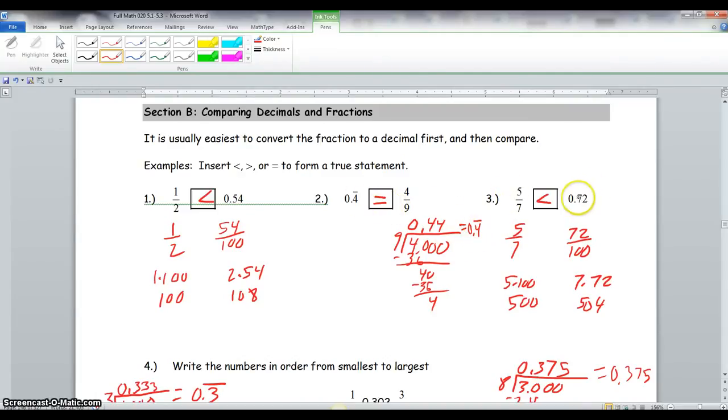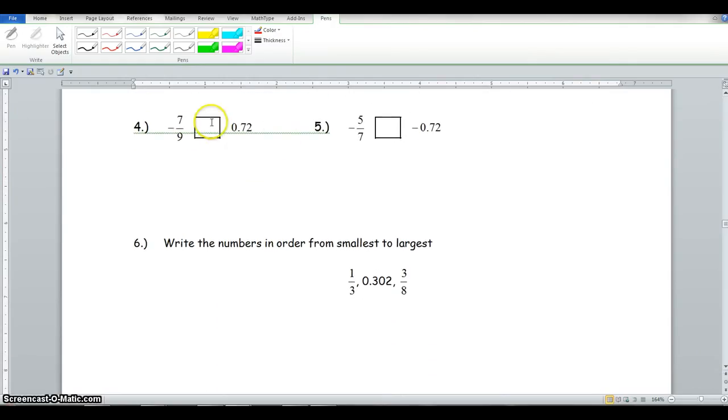Now with number 3, change this decimal to a fraction and do cross multiplication again. 5 times 100, 7 times 72. We have 500 and 504. 504 is greater than 500. So this will point towards the 5 sevenths. Do problems 4, 5, and 6.